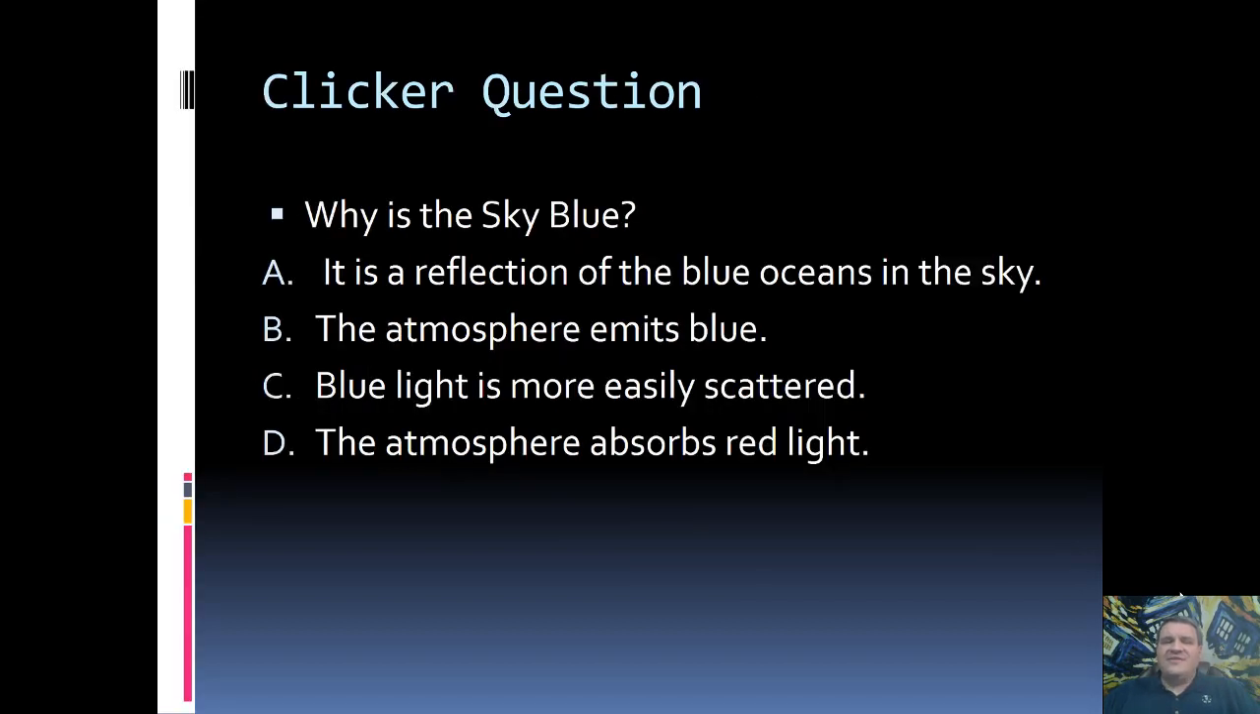All right, here's our second clicker question. Why is the sky blue? A, it is a reflection of the blue oceans in the sky. B, the atmosphere emits blue light. C, blue light is more easily scattered. Or D, the atmosphere absorbs red light. Go ahead and think about it and we'll discuss in just a bit.